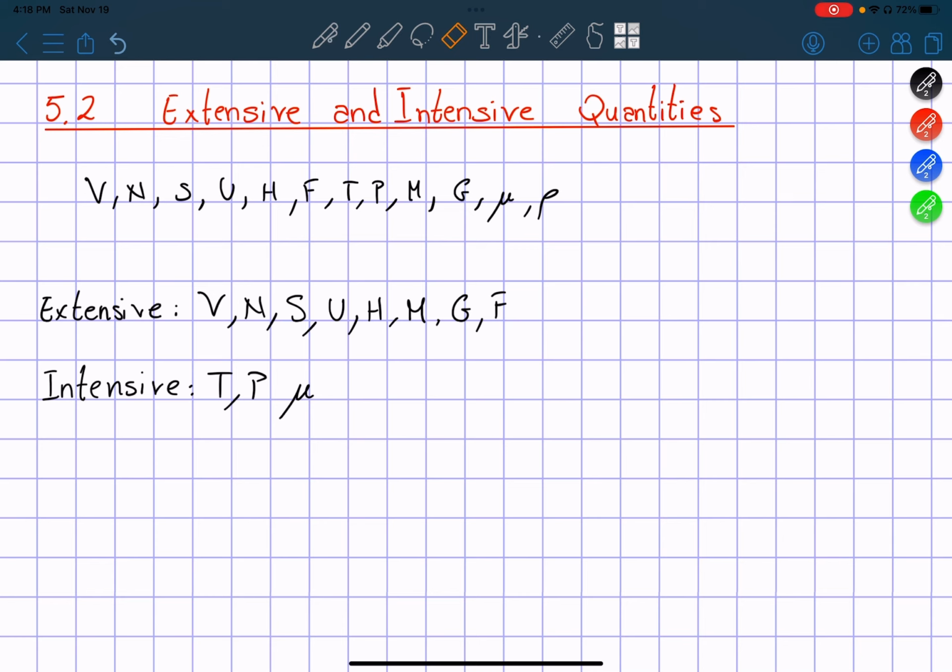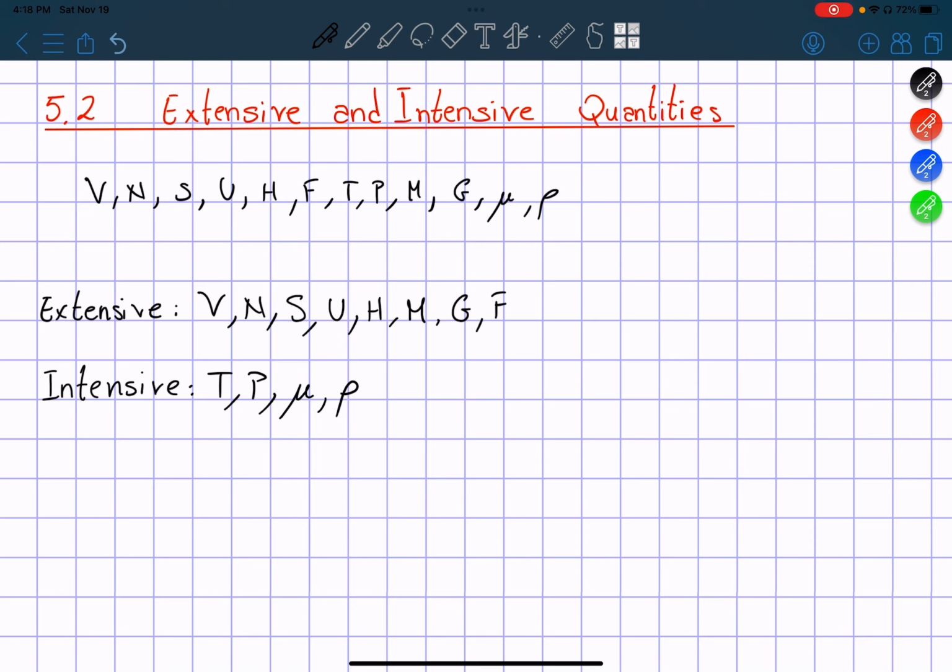Then the last one is the density. Does the density change? Well, if we have, for example, two pens, the density does not increase. We're occupying more volume with more mass. So density remains the same. So it's going to be an intensive quantity.